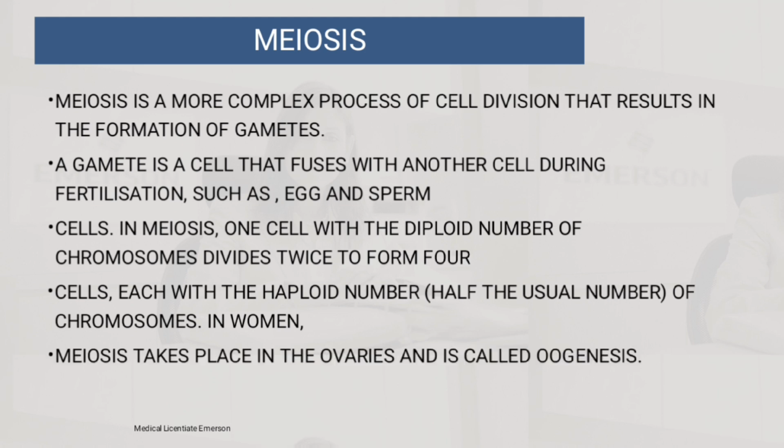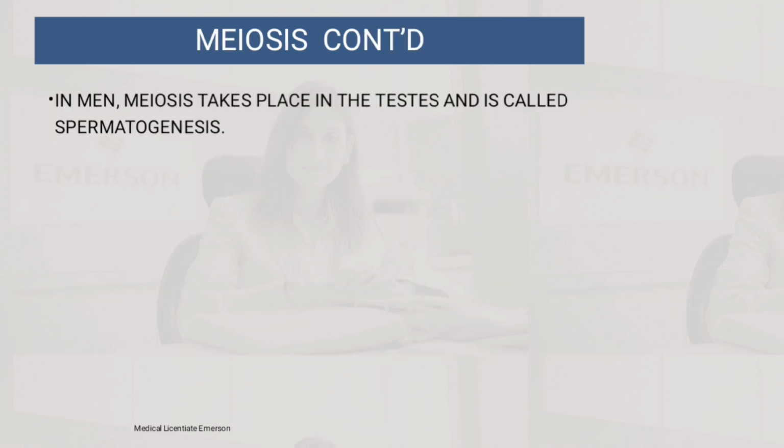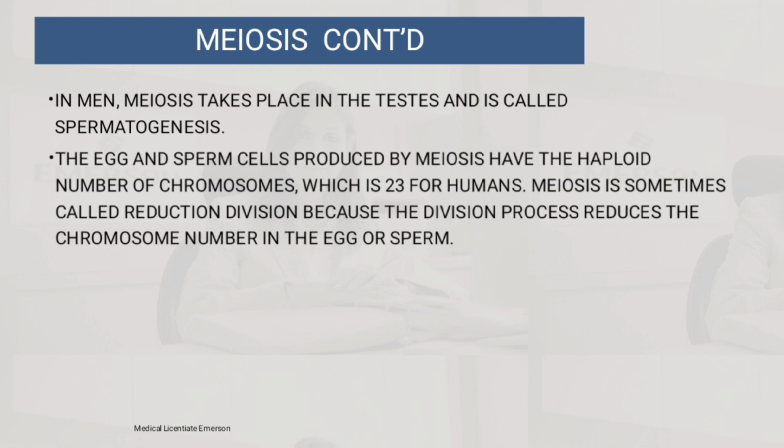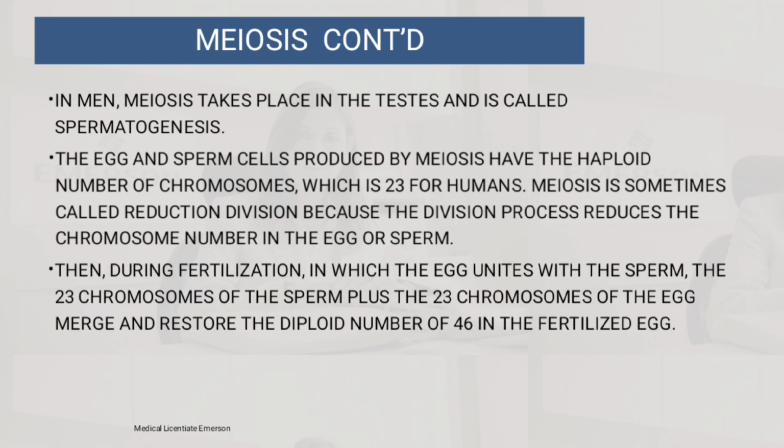In women, meiosis takes place in the ovaries and is called oogenesis. In men, meiosis takes place in the testes and is called spermatogenesis. So the egg and the sperm cells produced by meiosis have the haploid number of chromosomes, which is 23 for humans. So meiosis is sometimes called reduction division, because the division process reduces the chromosome number in the egg or sperm. That's one thing you have to know.